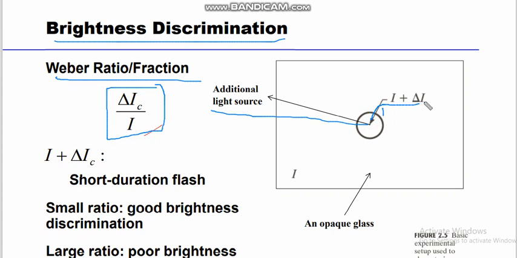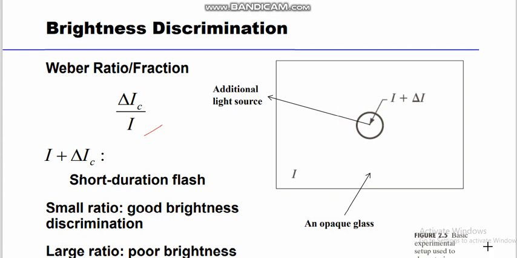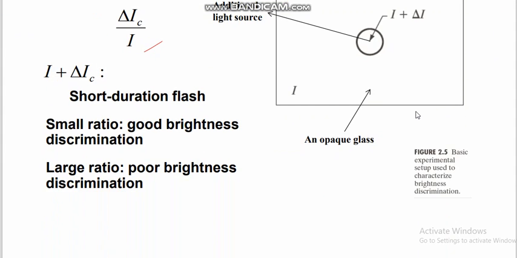I plus del I, equal to a short duration flash. This total I changes del I, and opaque class. This is the short duration flash. Small ratio, good brightness discrimination. Large ratio, poor brightness discrimination.